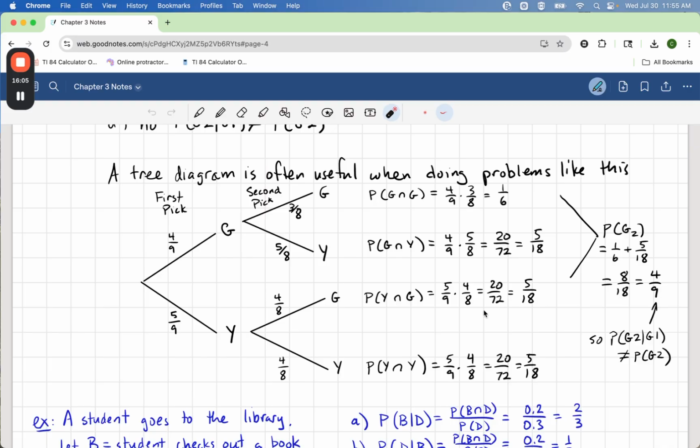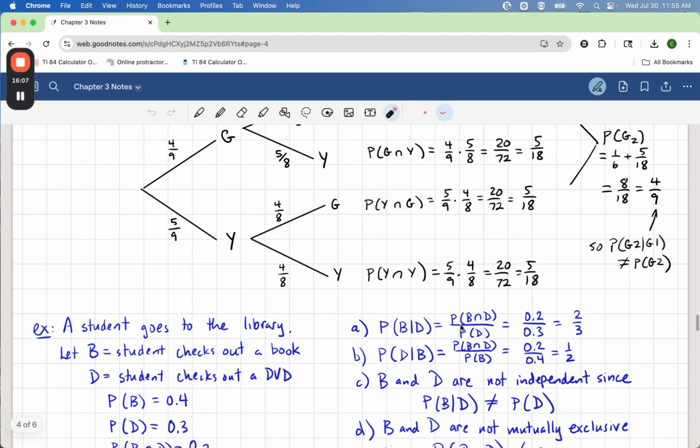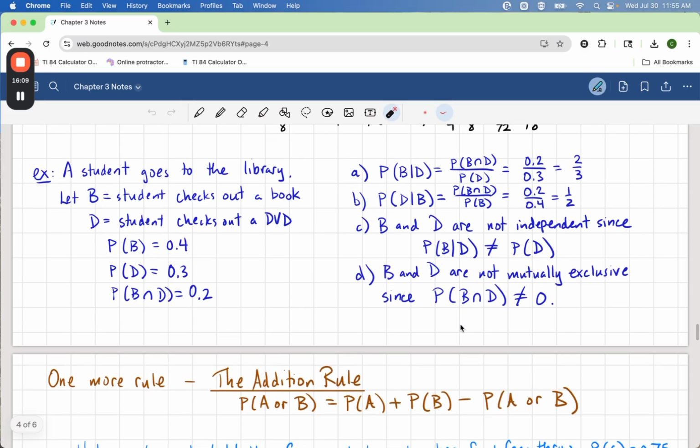All right. A student goes to the library. B, student checks out a book. D, student checks out a DVD. So the probability the student checks out a book is 0.4. Probability that a student checks out a DVD is 0.3. Probability they check out both is 0.2.